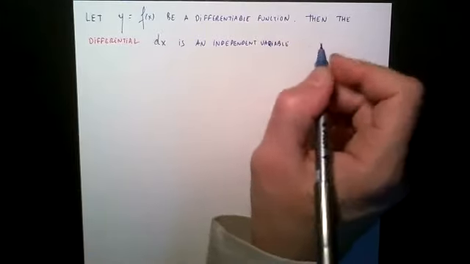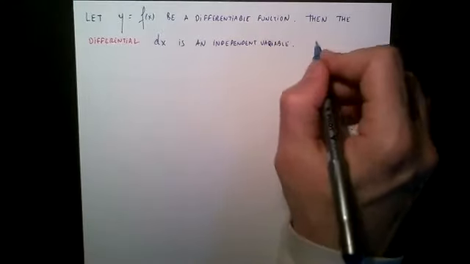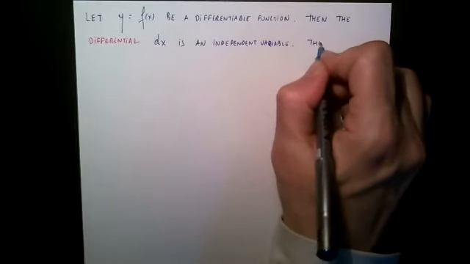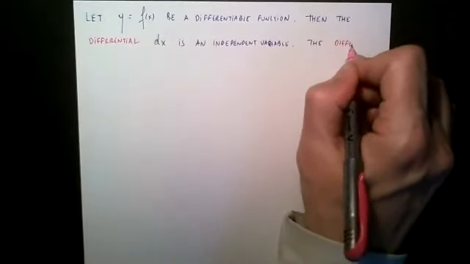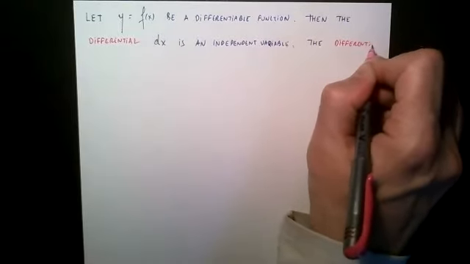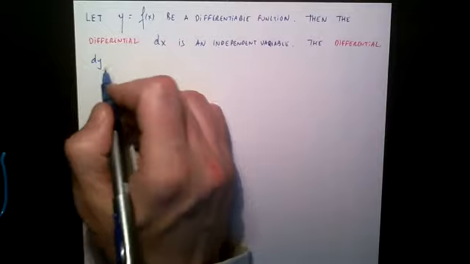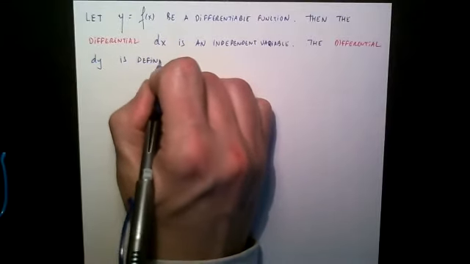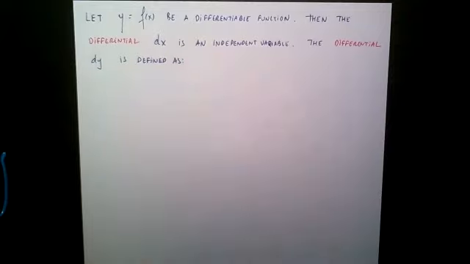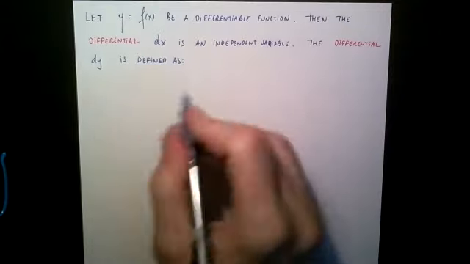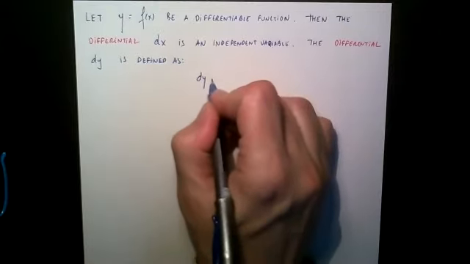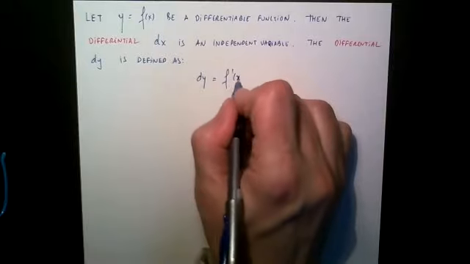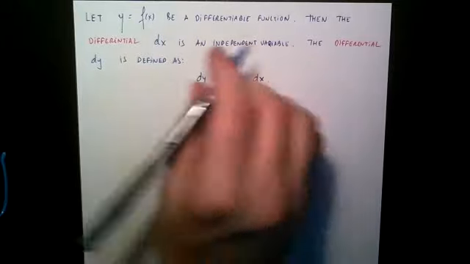I'm going to explain everything I'm writing in a minute. And the differential y is defined as, okay, so dy is equal to f prime of x times dx.